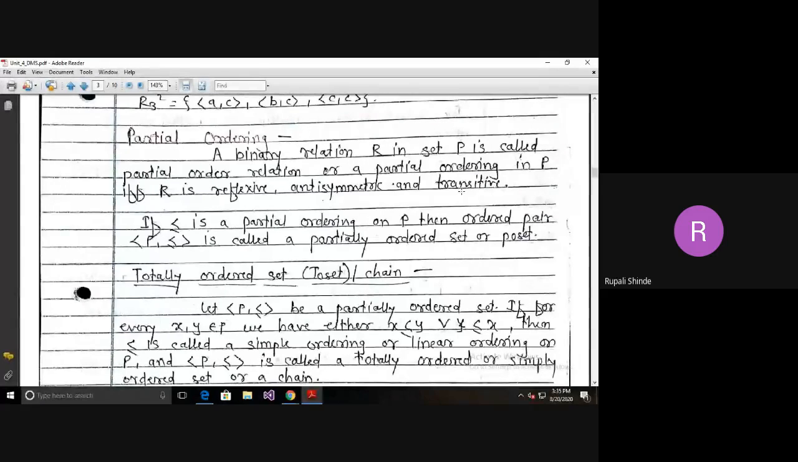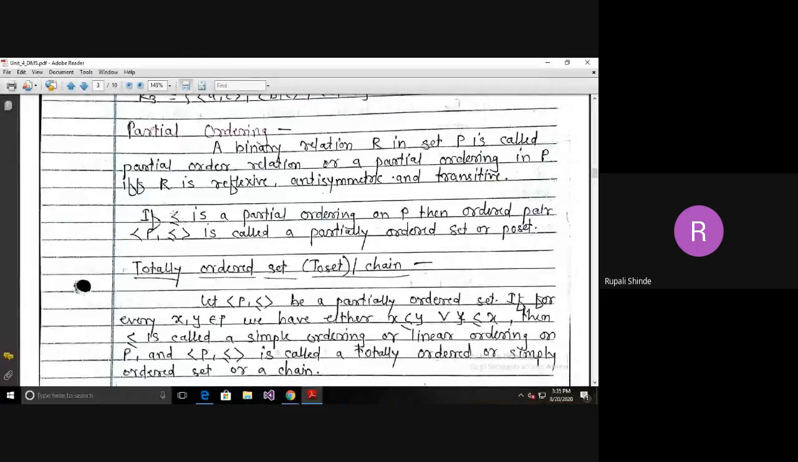As we have seen in the definition of equivalence relation, the equivalence relation must satisfy three properties. What are those properties? Symmetric, reflexive and transitive. Yes, RST, that is reflexive, symmetric and transitive. Likewise, if a relation satisfies three properties, reflexive, antisymmetric and transitive, that is RAT, then that relation is called a partial ordering relation. Okay, so this is the definition.